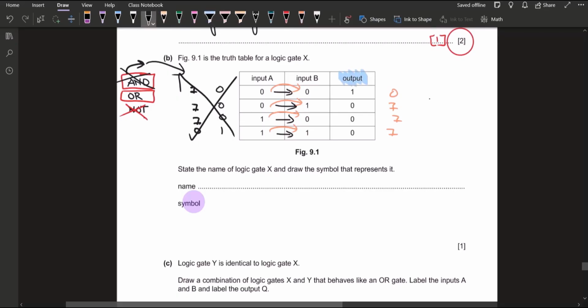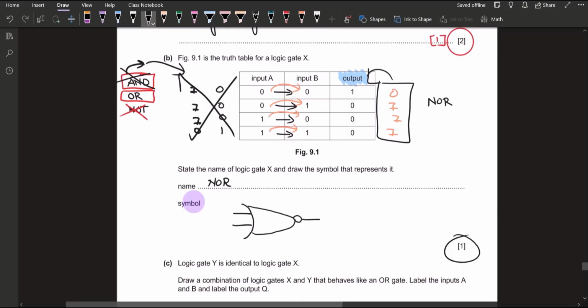So it could be NOR gate. So we can check that here. If we take opposite of this, we get this output. So it's NOR gate. And the symbol for NOR gate is, so we have our 2 inputs, and we have our simple OR gate, which is going to be like this, and our circle in the front to represent not OR, and we'll get 1 mark for this.